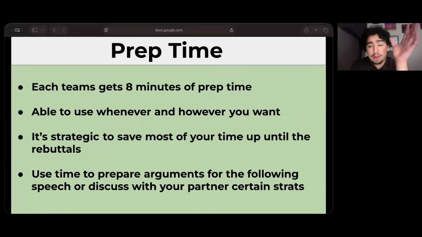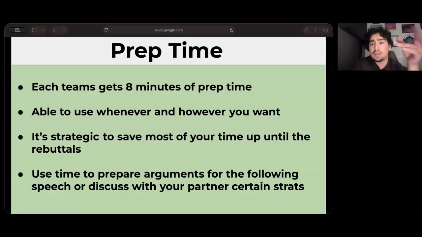Okay. Aside from these time constraints that are linear, like after the 1AC, the cross-ex happens. After cross-ex of the 1AC, the 1NC happens. These things must happen in that order. Aside from that, you are allowed 8 minutes of prep time for each side. So for you and your partner, you get 8 minutes total. The other side gets 8 minutes as well. You're able to use this whenever and however you want.